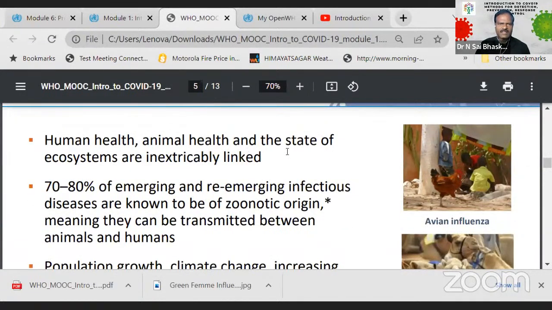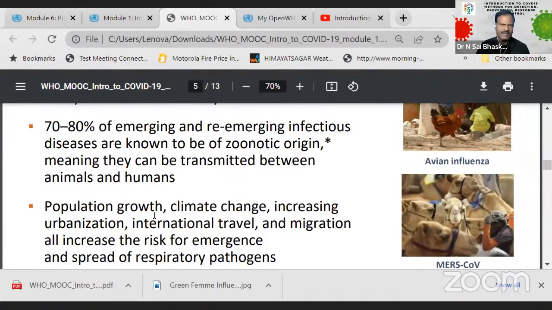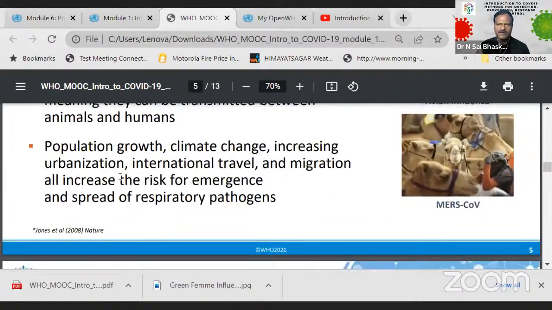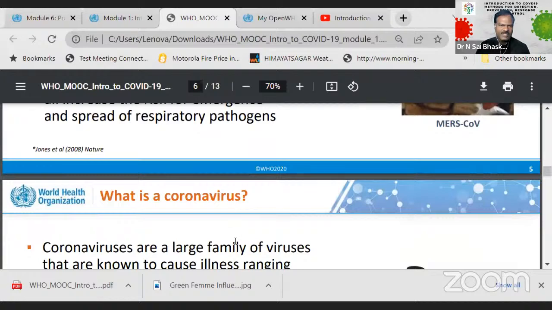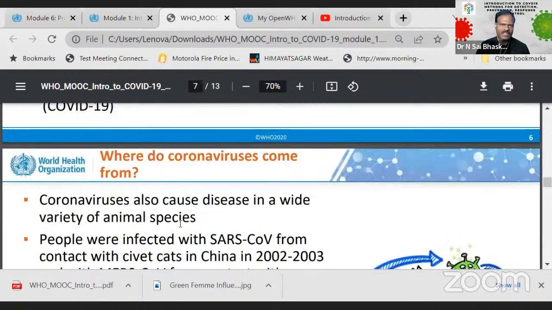Then human health, animal health, and the status of the ecosystem. This is very critical because of communities who live with animals, and this is called zoonotic origin because they are mutually transferable between animals and humans. They are transmitted. Sometimes they remain within an animal for a longer period, but like a spillover, it comes out and impacts humans.